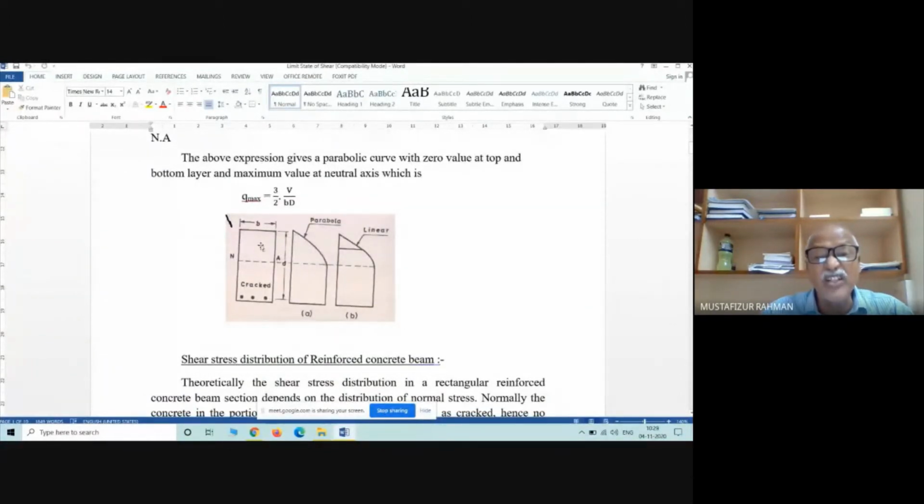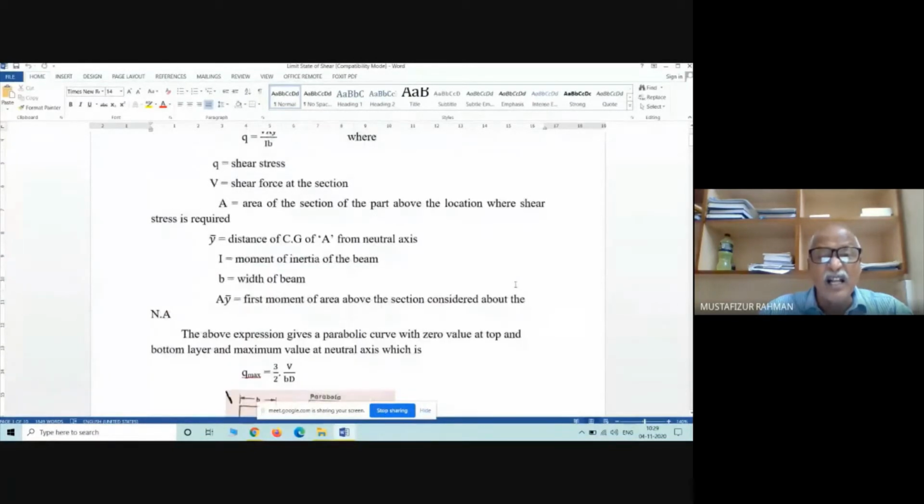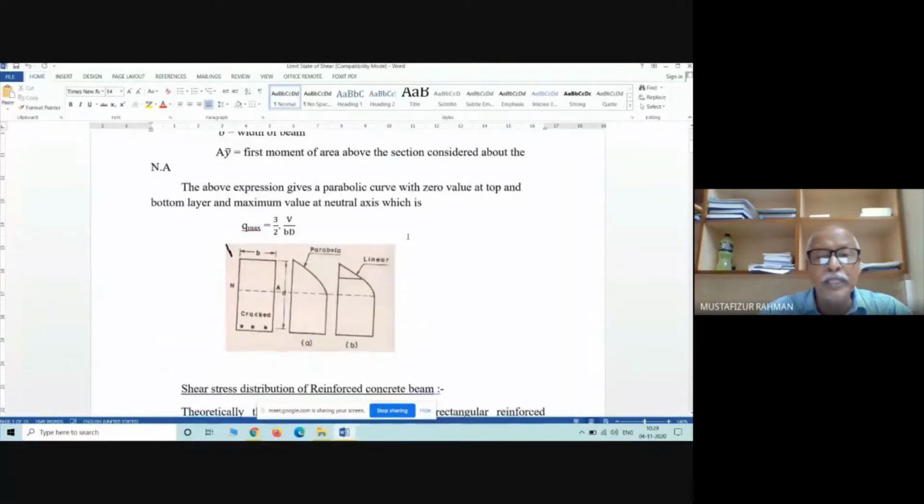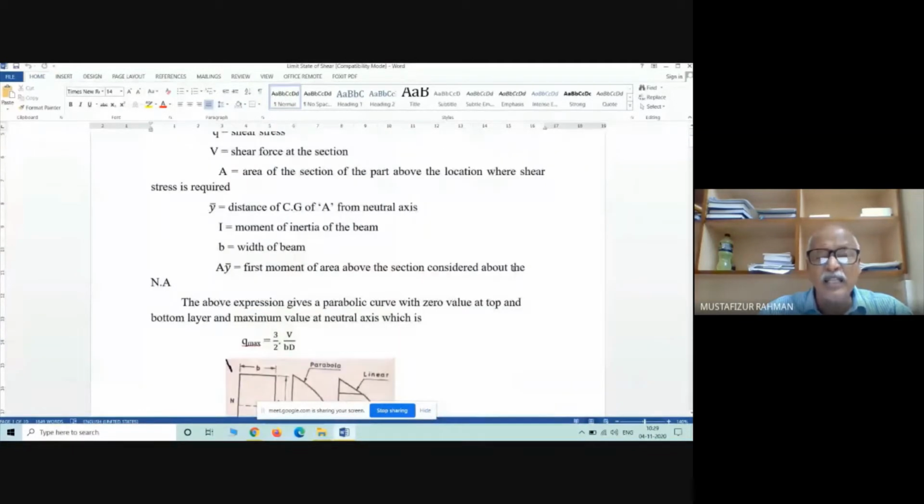Of the location, say here, the upper part of this is the A. And then Y. Y is the centroidal distance of this area with respect to the neutral axis. Then B. B is the width of the beam.